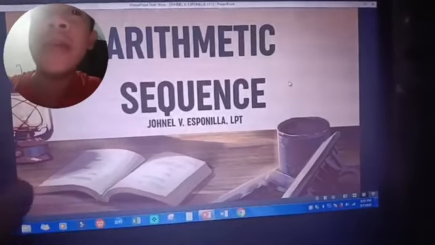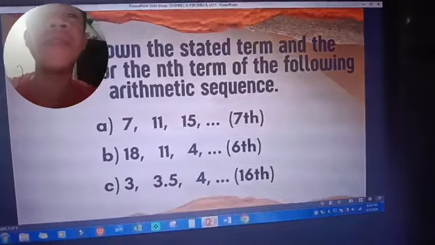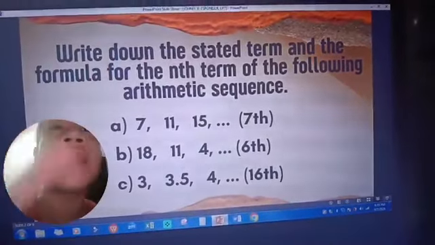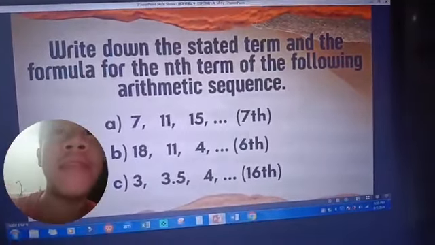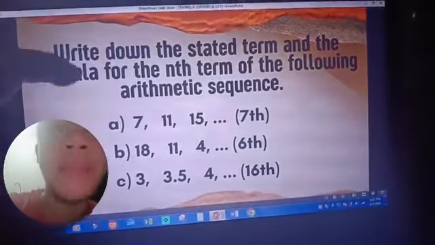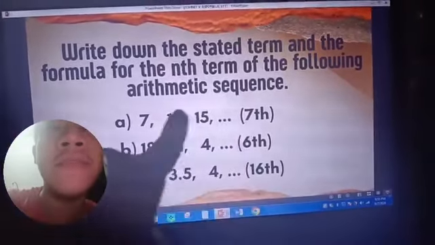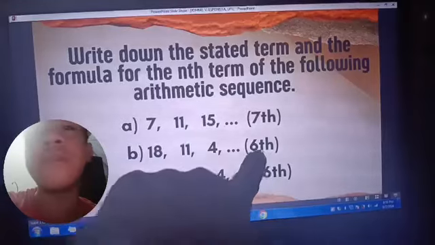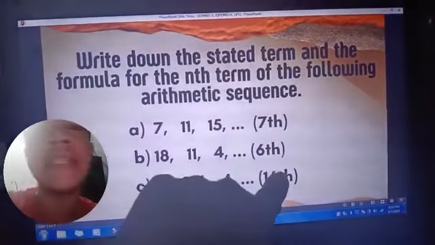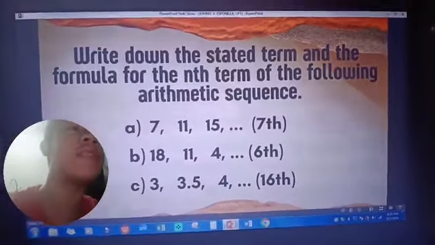So let's now try to solve the problem. First, write down the stated term and the formula for the nth term of the following arithmetic sequences. We have three problems here. In letter A, we need to know the seventh term. In letter B, the sixth term. And in letter C, the 16th term. Again, this is an arithmetic sequence.